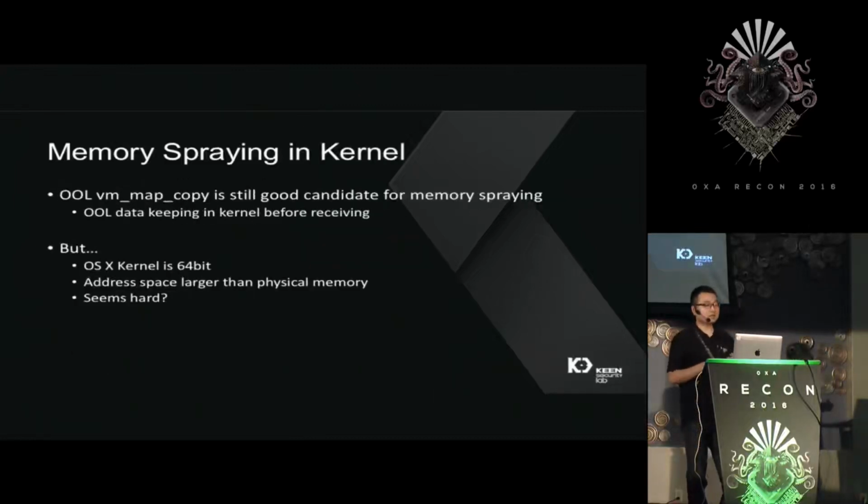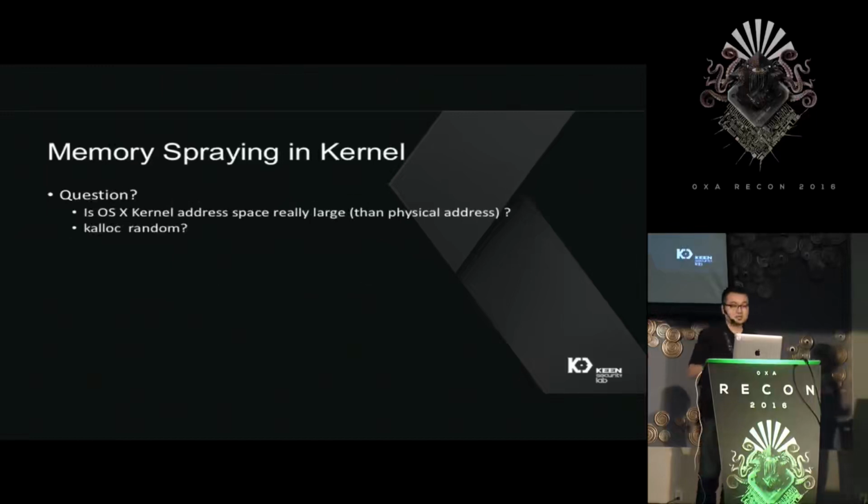So let's think about memory spraying in the kernel. Although the vm_map_copy structure is mitigated a lot, it still has some good features for memory spraying, because before you receive the data, the OOL data will be kept in the kernel. Also, although the OS X kernel is 64-bit and the address space is much larger than the physical memory, so it looks unachievable.